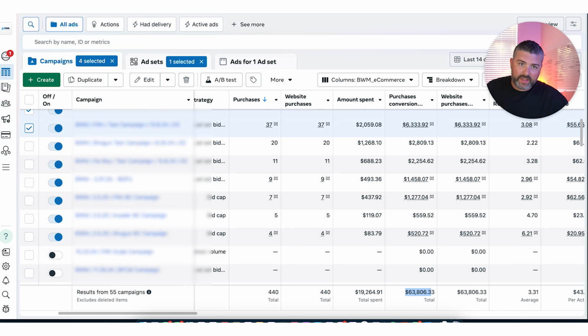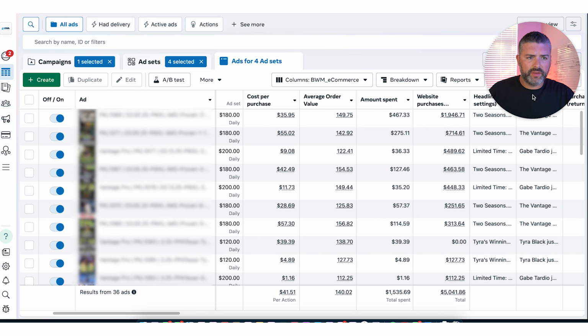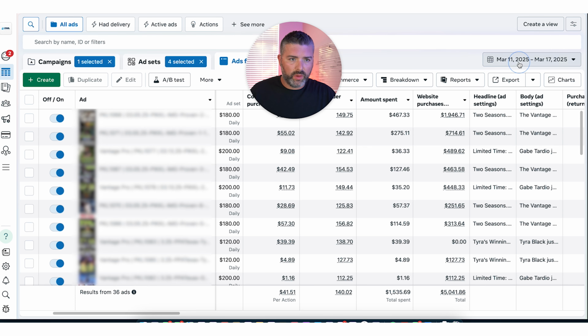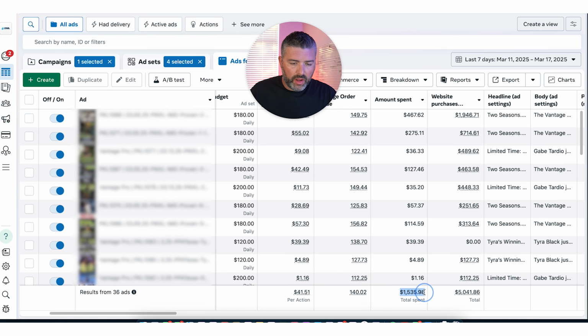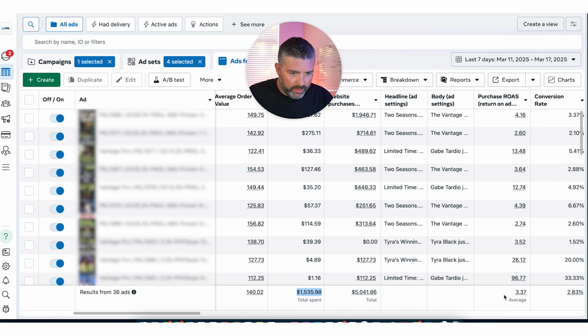So let's go into the next ad account. Here's a new one. This one is a smaller account, smaller spend. So not a big deal. Still want to look at it. 7-day window. We've spent $1,500 in the last 7 days. We are coming in at a 3.37x across all of our ads.